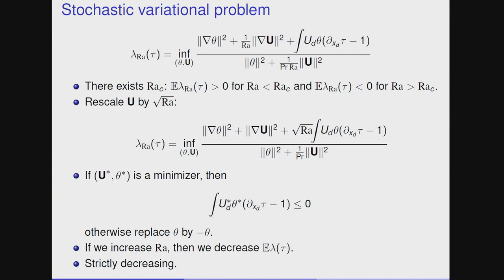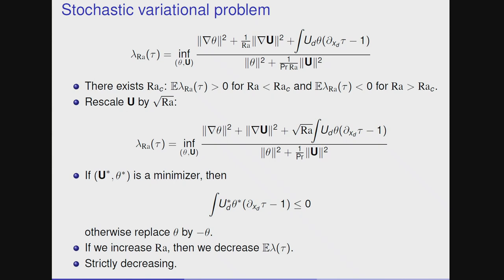Now we see that if I'm increasing Rayleigh, the only thing that's changing here is this term. I see that this term is negative. If I'm increasing Rayleigh, then this minimum must be decreasing. There's a little calculation, like two lines long, that's going to give you that.